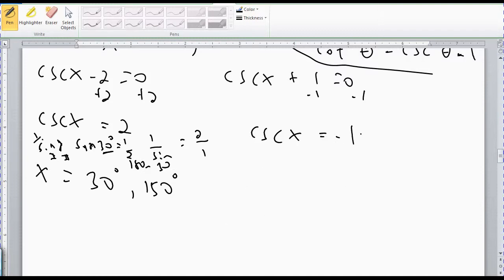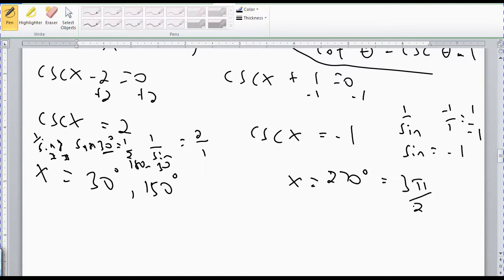Now let's come over here. Negative 1. So what I'm thinking now is cosecant is the same as 1 over sine. So where does sine equal negative 1? Because negative 1 over 1 is the same as 1 over negative 1. So I'm just thinking about negative 1. And the only place where it's negative 1 is at 270 degrees, which I know as 3 pi halves.